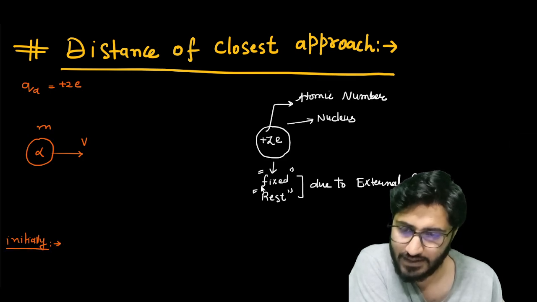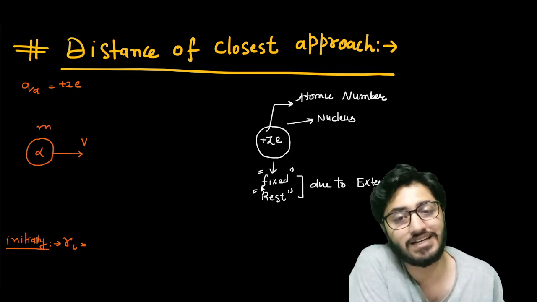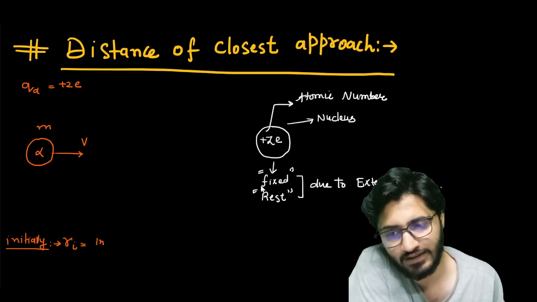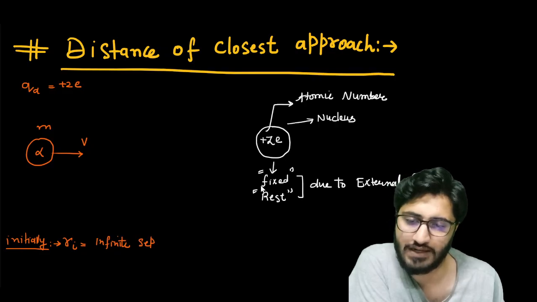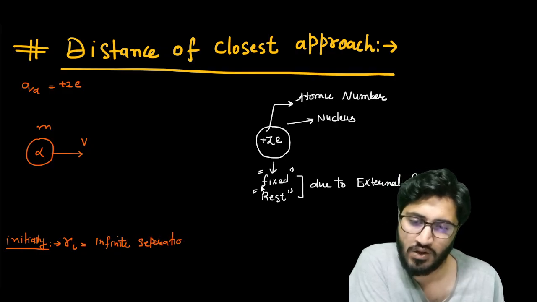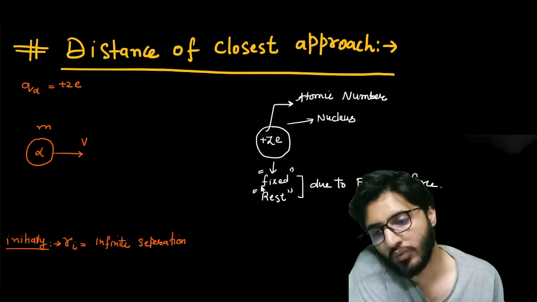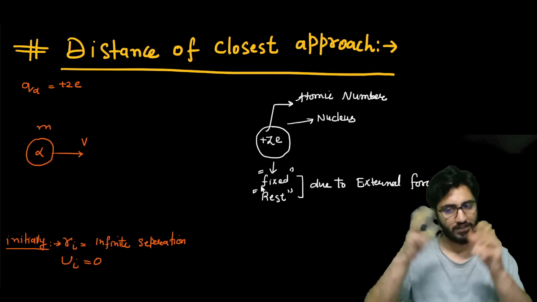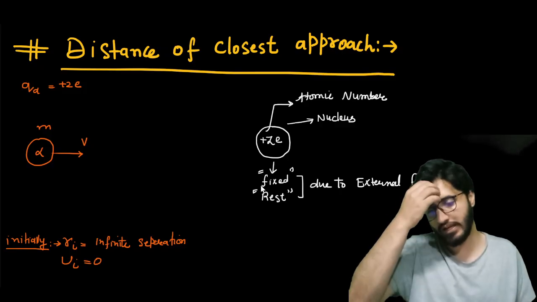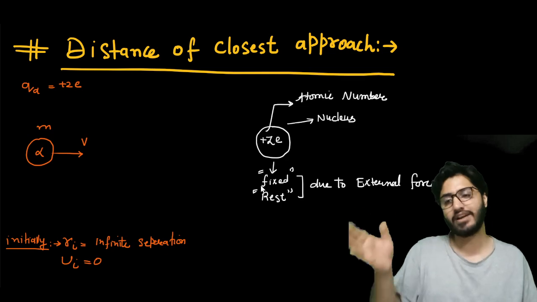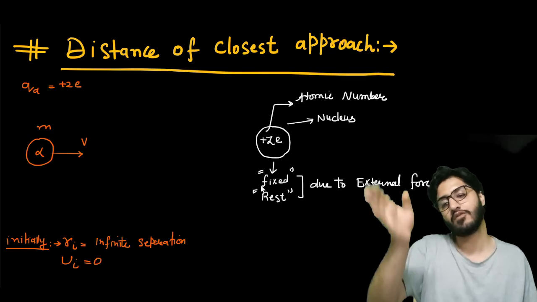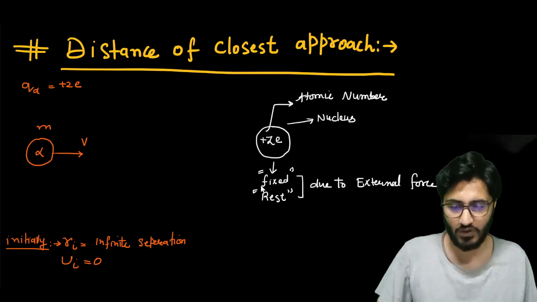Suppose initially my alpha particle is at infinity. The initial distance between the alpha particle and the Ze nucleus is infinite, so they are at infinite separation. What will be the initial potential energy of the system? It is zero, because the distance between them is infinite. I can write U equals K Q1 Q2 by R, R is infinite, 1 by infinity is zero, so U is zero.